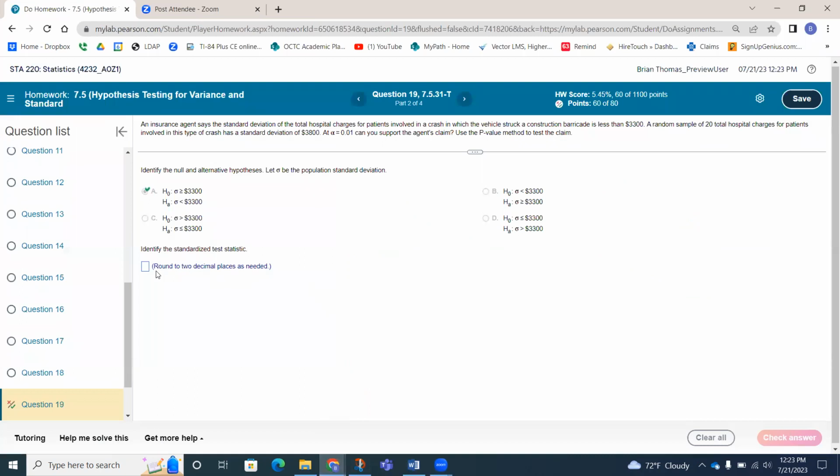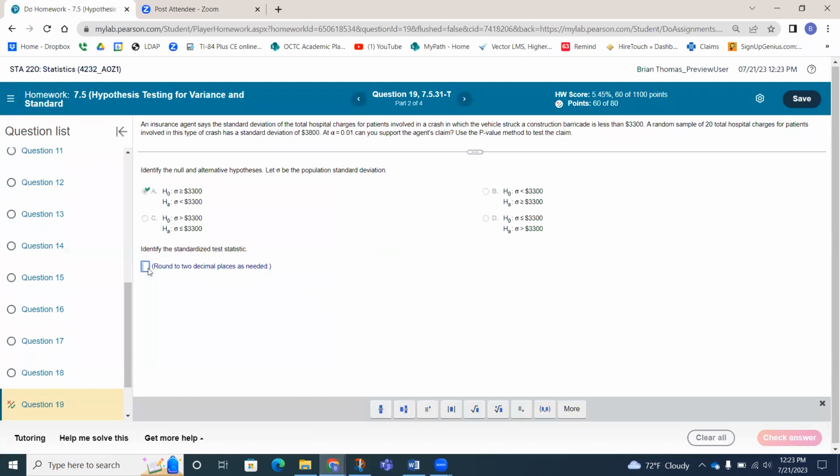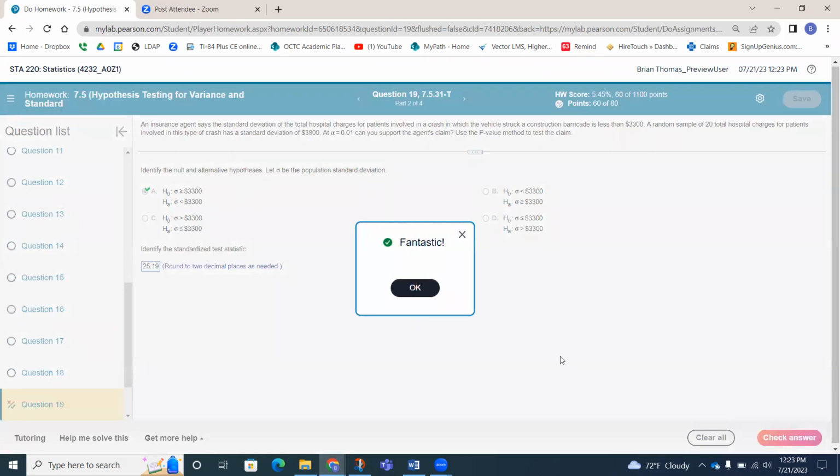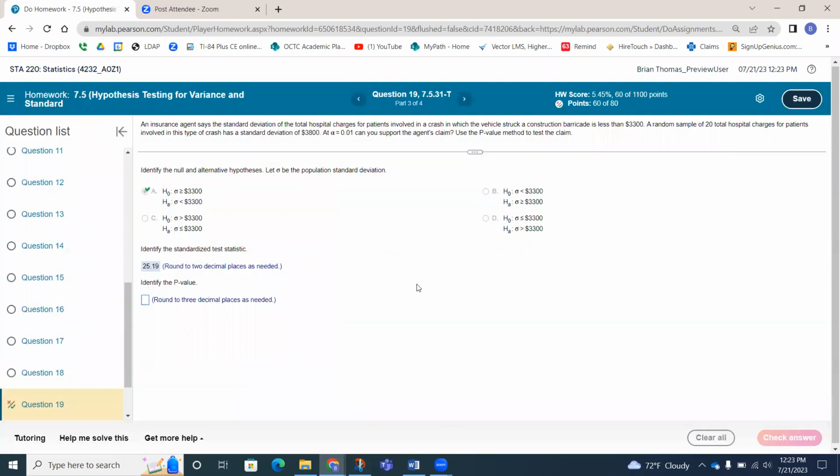Notice how it does say round to 2 decimal places. So if we type in 25.19 there, that should give us our standardized test statistic. The next thing it wants us to do is identify the p-value, and it wants us to round it to 3 decimal places.